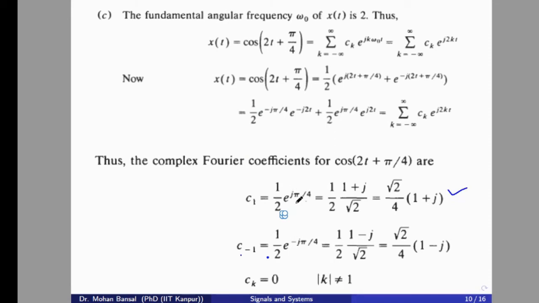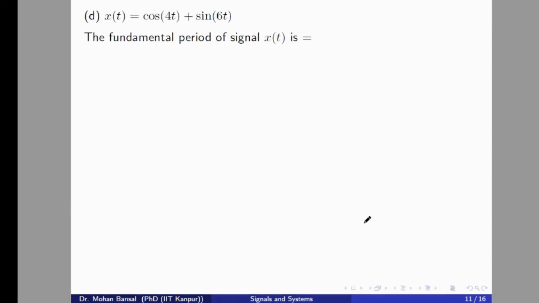So e to the power j pi by 4 can be expanded like this: cos pi by 4 plus j sin pi by 4. And you know cos pi by 4 is 1 divided by root 2, and sin pi by 4 is also 1 divided by root 2. So you can expand in this way, and you are getting c1 and c minus 1, and ck is 0 for mod of k not equal to 1. Similarly, you can solve some more problems, which is cos 4t plus sin 6t. You will have to represent it in the complex Fourier series, and you will have to find out the Fourier series coefficients.